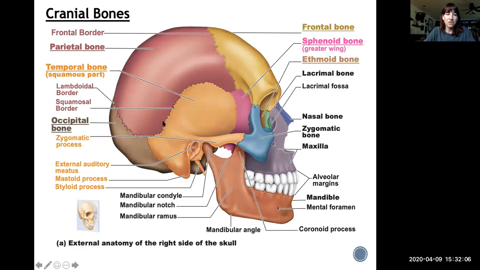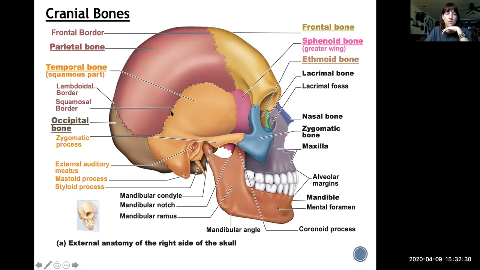The squamosal border is the border that it shares with the temporal bone. And this is the squamous part of the temporal bone. I think that might just be referring to how flat it is. I'm not really sure why we're calling it that, but that's the squamosal part of the temporal bone.